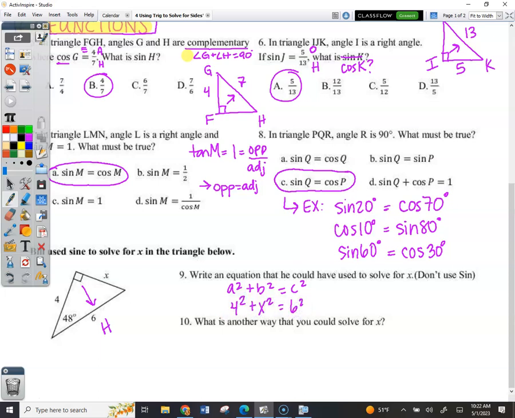So 4 squared plus x squared equals 6 squared. Are you writing these down? 36 minus 16 is what? 20, and we're just going to leave it as the square root of 20. We're not going to break it down or anything, guys.